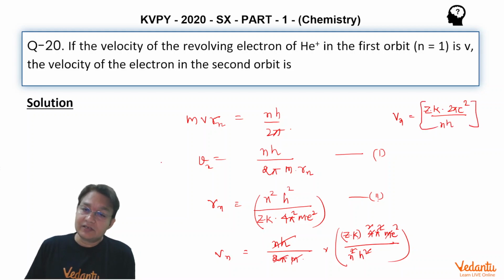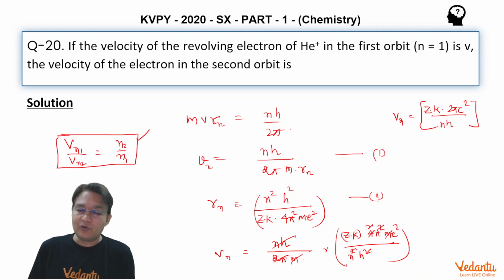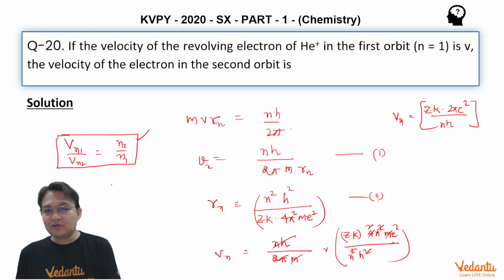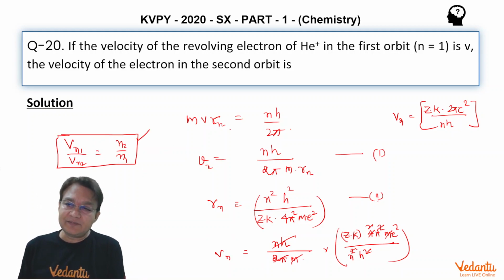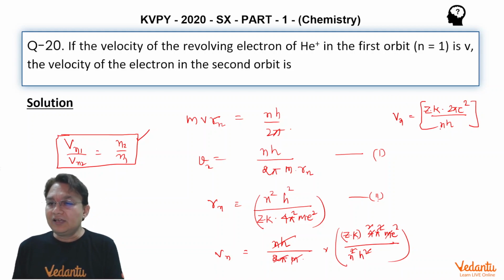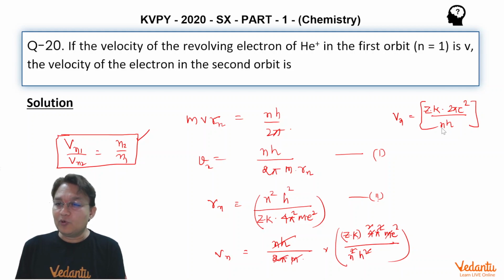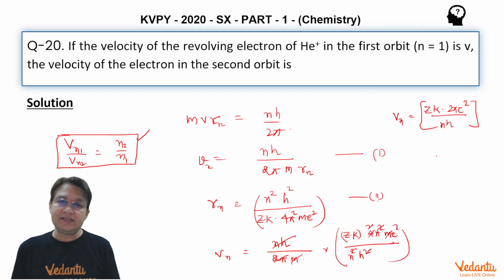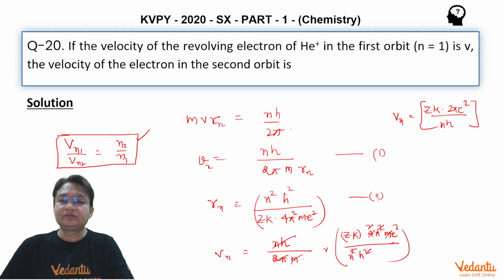And that means Vn1 upon Vn2 equals n2 upon n1. That's the basic funda of this problem. Most students remember this for the Bohr's model. For those students who remember how Vn is related to the principal quantum number n in the Bohr's model, this question is quite easy and straightforward.